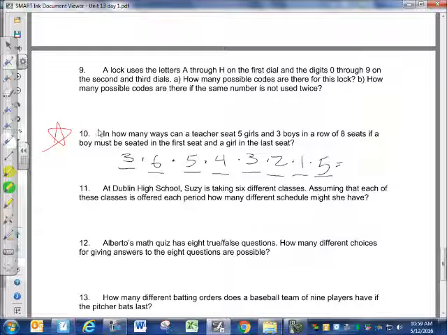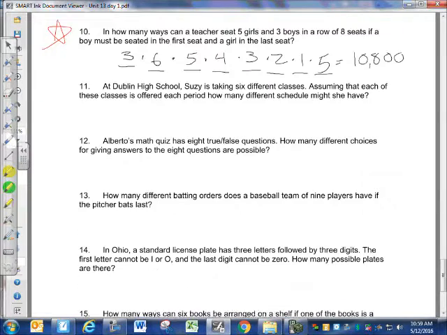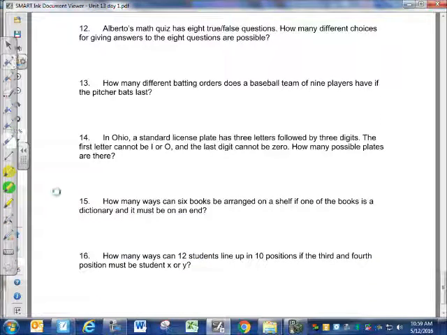What do we get for this? 10,800. Okay, good. So that one was tough. Let's do another one that's tough. They're not all tough. Number 15 is similar. Do number 15.